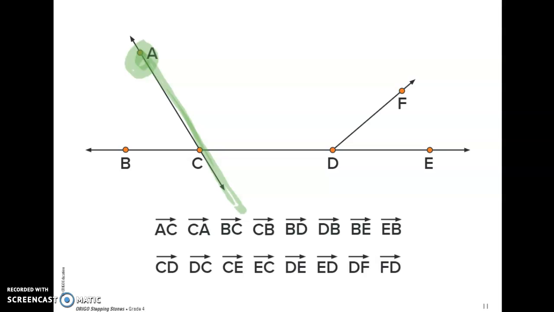If I do it the other direction, it's actually a different ray because it's going in a new direction, which would be going the opposite way with a different start point and going through a different point. So those are actually 2 different rays. So you do have to be careful when naming your rays in that regard. So that is going to be the basics of naming our points, lines, line segments, and rays.